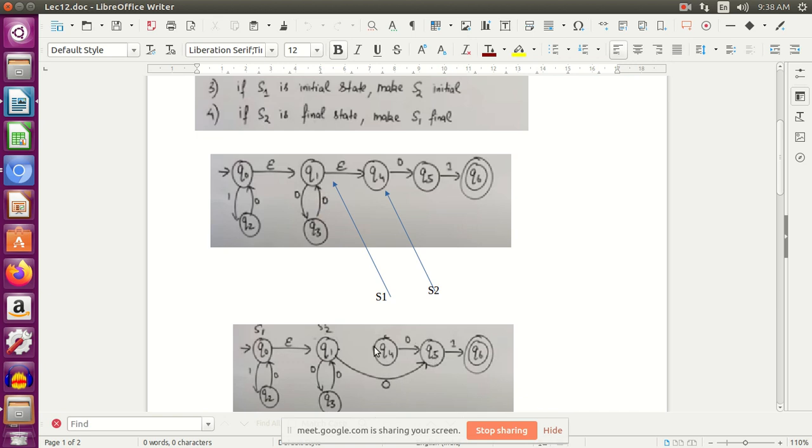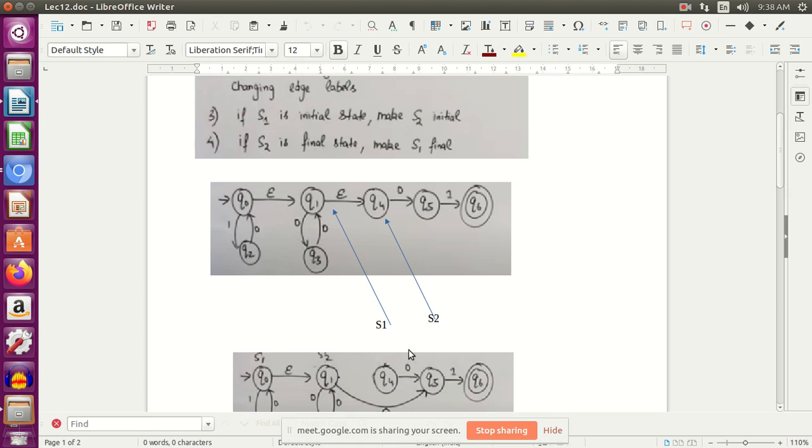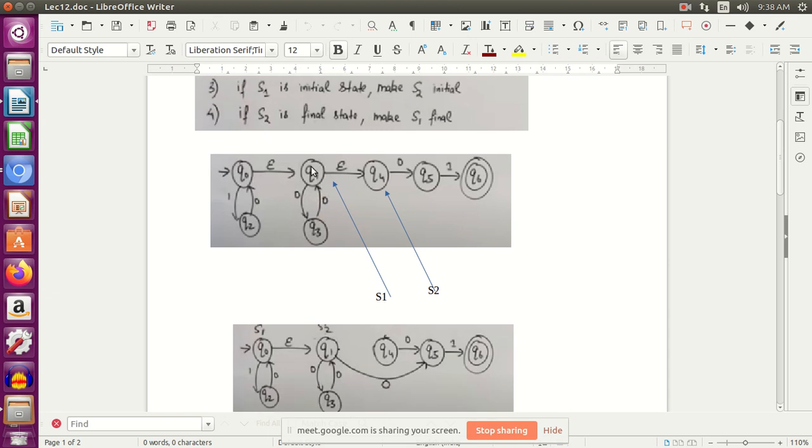That is, you are replicating this edge. Okay, done. Now what was the third and fourth step? If S1 is initial, make S2 initial. Now see, out of Q1 and Q4, none of them are initial states, none of them are final states. So step number 3 and 4 are irrelevant for this portion. You are done removing this particular epsilon move.